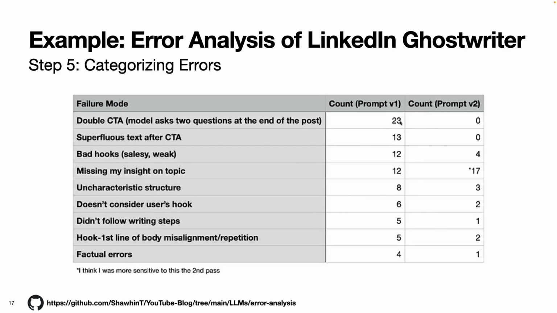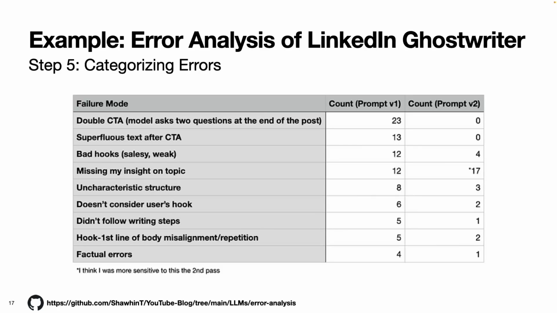The model was no longer doing the double CTA. That went from 23 times to 0 times. There was no longer extra text after the CTA. That went to 0. The number of bad hooks went way down. So that went down to 4. Missing my insight on topic. So this went up, but I think I was just more sensitive and aware of this issue because I wasn't distracted by these failures up here. And basically everything got better along these different failure modes.